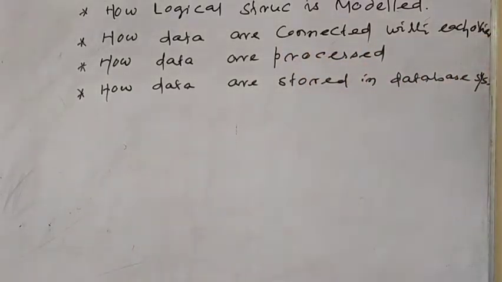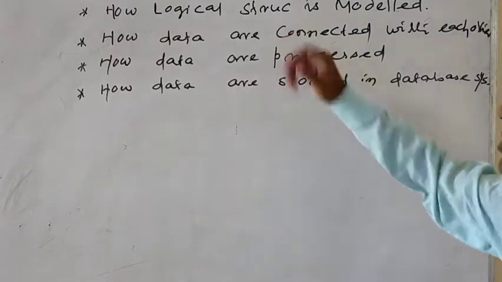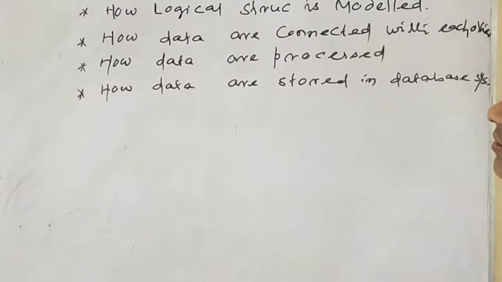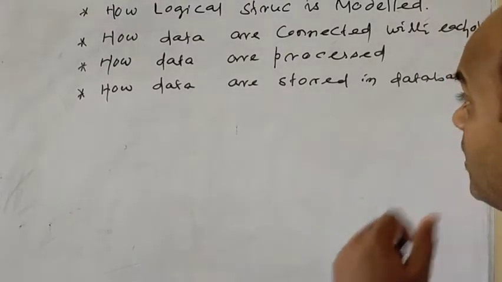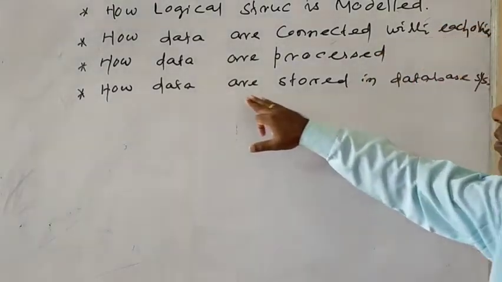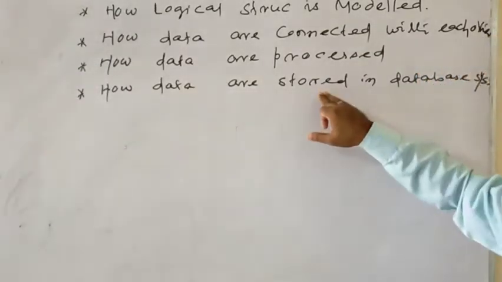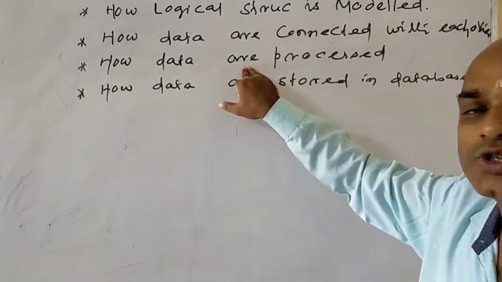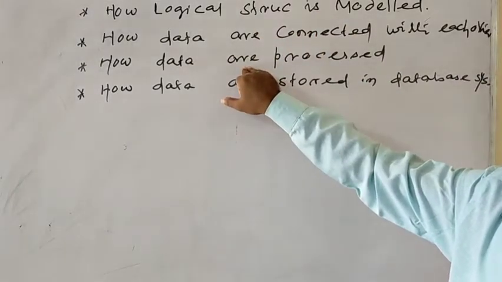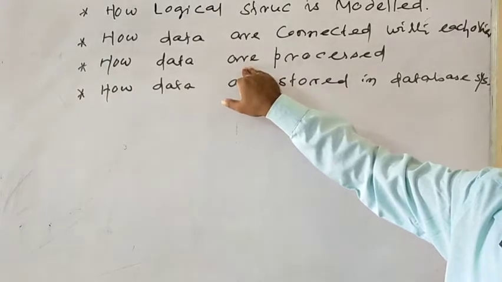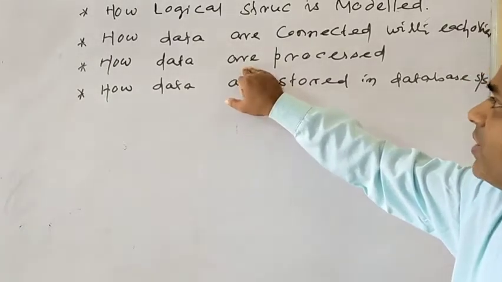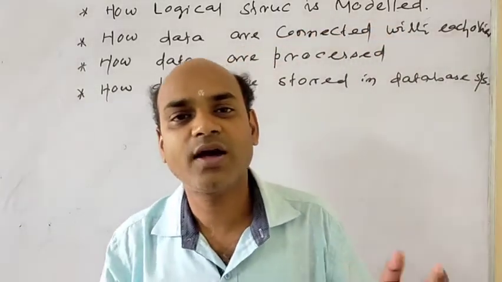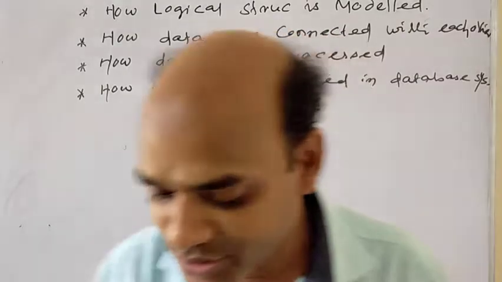So the database models are nothing but the logical structure of the database, and this structure shows how records, how data values are stored in the secondary storage device, and how they will be processed so that we can easily access records or data or values as per our requirement. And the basic concept is how the data are related with each other.